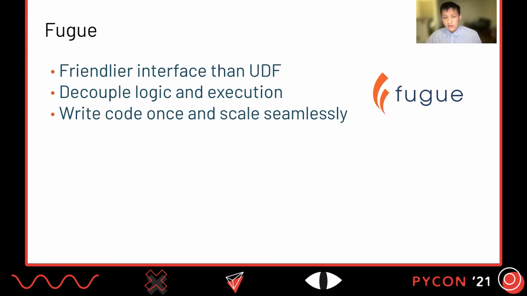Fugue's goal is to allow users to decouple logic and execution. Users only need to write code once in a scale-agnostic way, and then during execution, decide whether or not it will run on Pandas, Spark, or Dask. Now users will be able to just focus on defining their logic and then scaling seamlessly when needed. You can test locally on smaller datasets with Pandas and then have the same code work on Spark in a production environment.